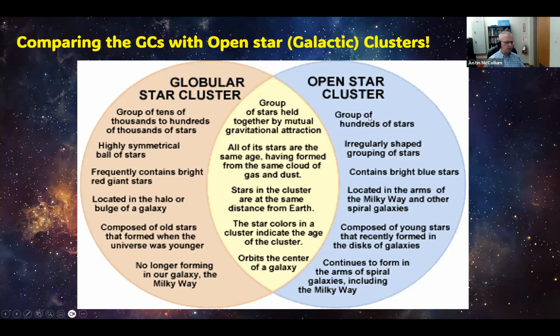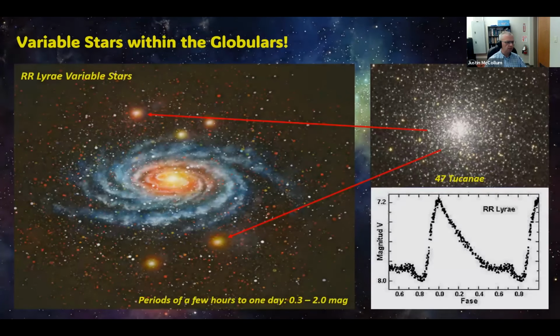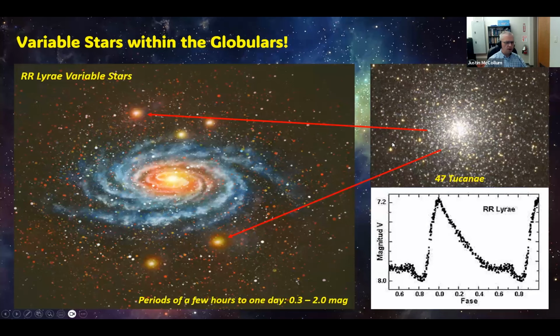They'll contain hundreds of stars. They're irregularly shaped. Well, the stars here are lying in the halo or in the bulge. They're older. They're no longer forming. And they have tens of thousands to hundreds of thousands of stars, upwards of millions of stars. Now, we do have variable stars in these globular clusters. This is the RR Lyrae variable stars. There's the change in the pulse over time.